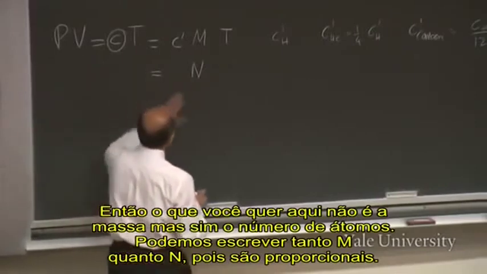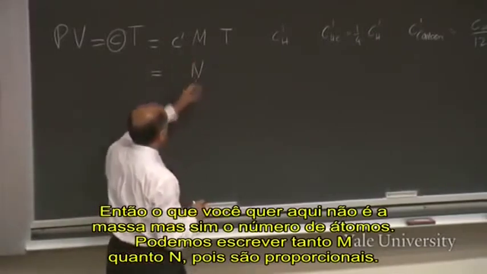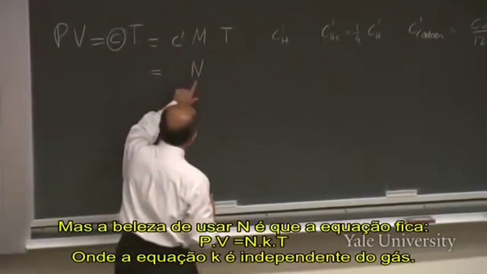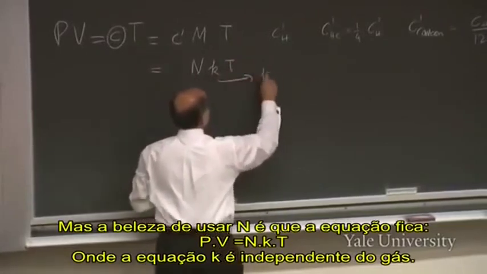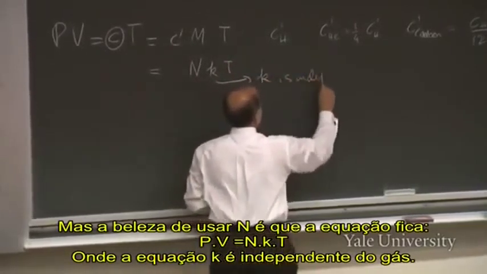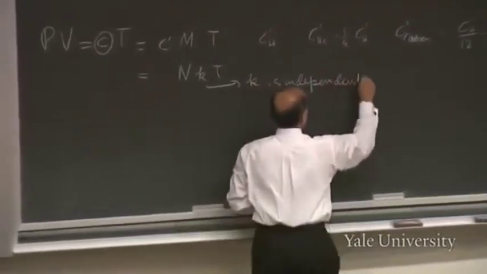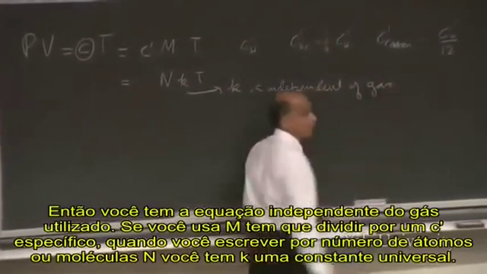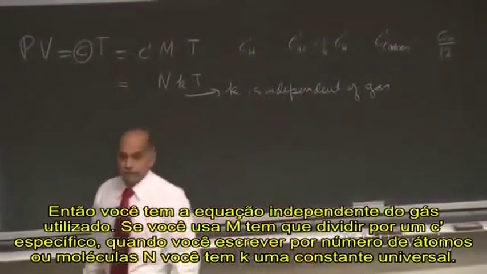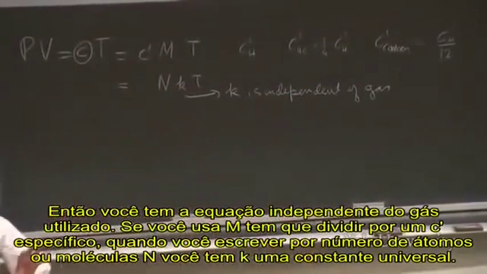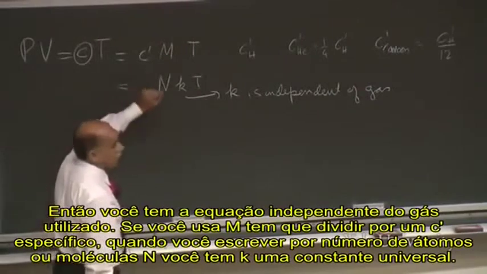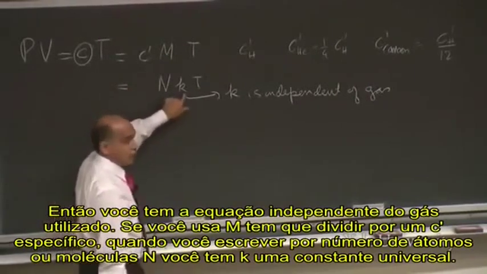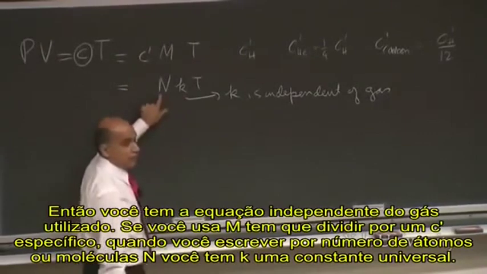We are certainly free to write either a mass or the number of atoms, because the two are proportional. But the beauty of writing it this way is that this is a new constant k, and k is independent of the gas. So you want to write it in a manner in which it doesn't depend on the gas. You can write it in terms of mass. If you did, for each mass you got to divide by a certain number. Then once you divide it by the number, you can put a single constant in front. Or if you want a universal constant, what you should really be counting is the number of atoms or molecules.